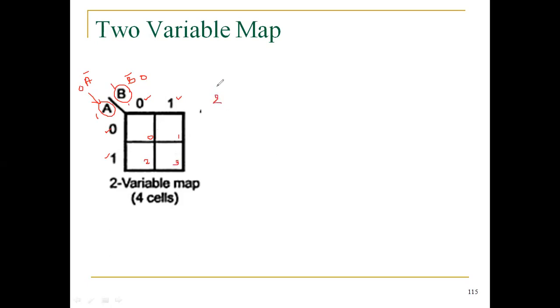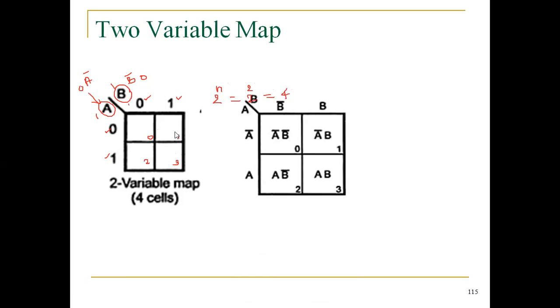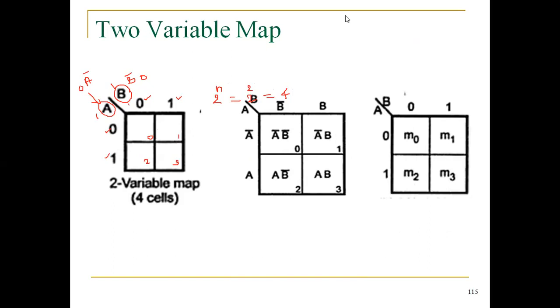According to the formula 2 power n, the number of cells is 2 power 2 equal to 4. Totally 4 cells are there. So what are they? A bar, A, B bar, B. A bar B bar is the 0th cell, A bar B is cell 1, then A B bar, and A B. The same thing is represented here by using the corresponding min terms.